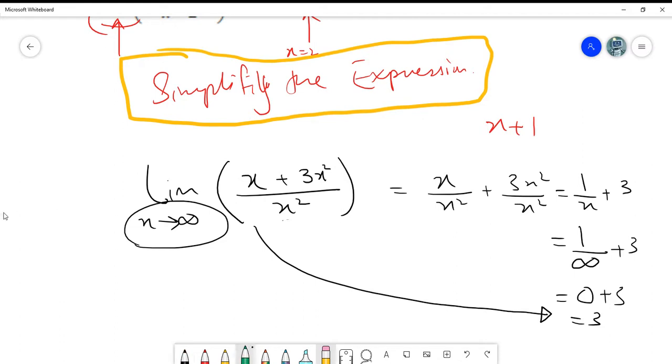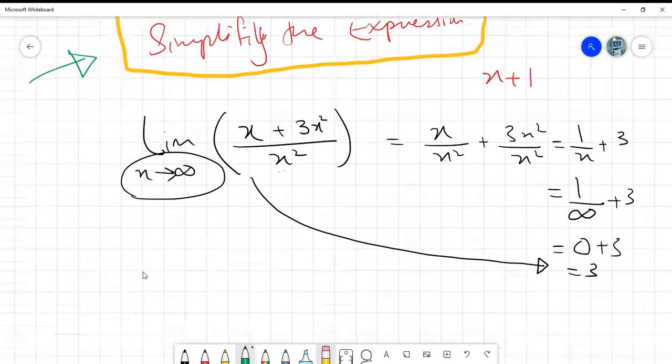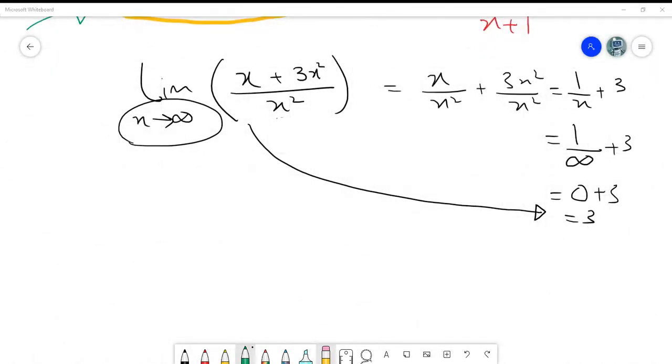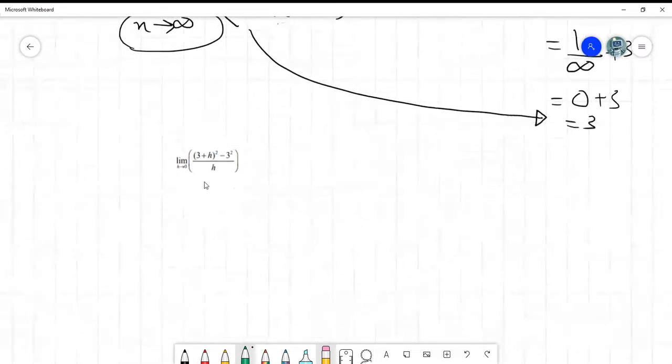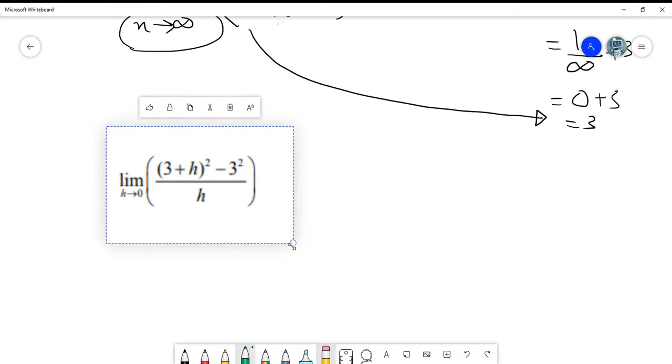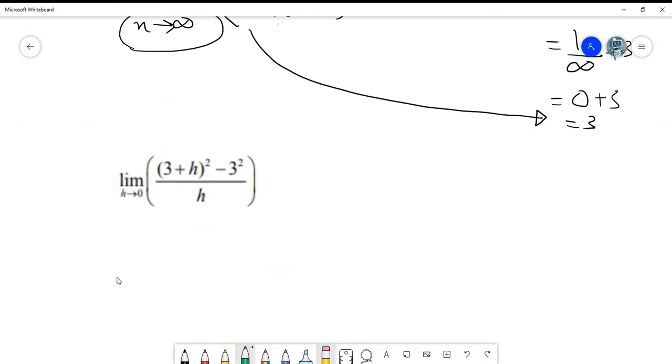Remember the fact that simplifying the expression is greatly and extremely important. Let's look at one more example before we look at L'Hopital's rule, as mentioned at the start of the video. So let's suppose we have this to find.